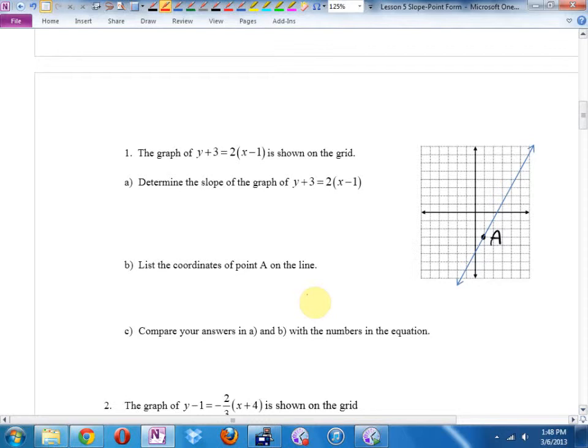Turn the page. Did you all just turn the page? Then, just to jog our memory, here's our new form: y minus y1 equals m bracket x minus x1.